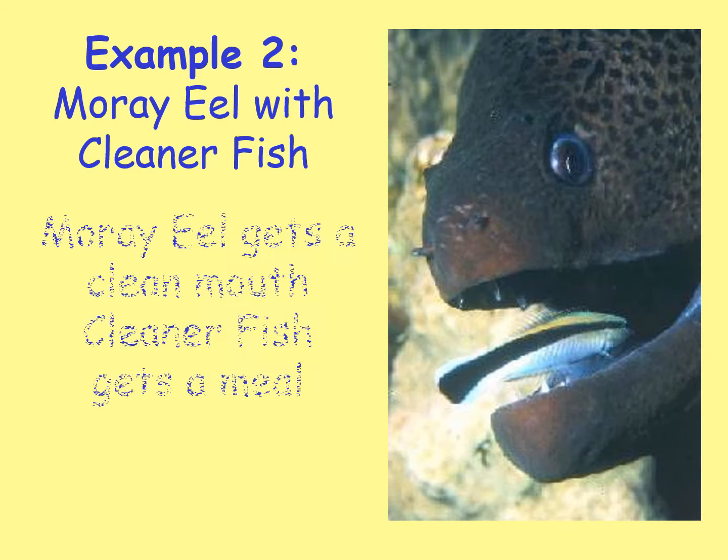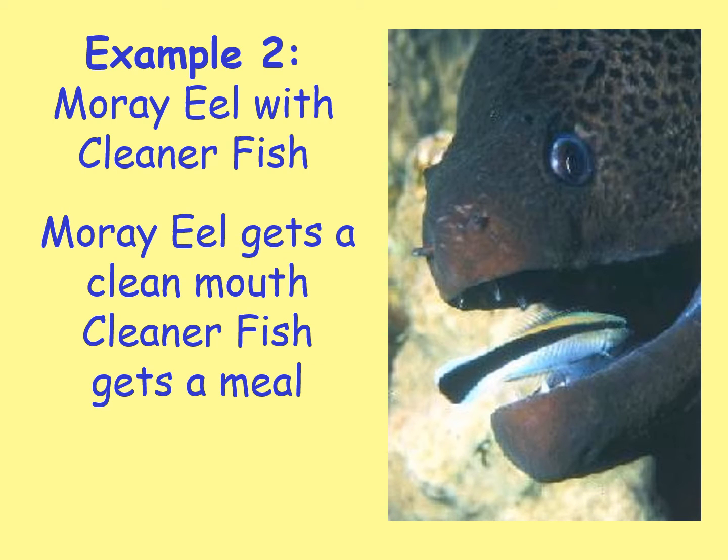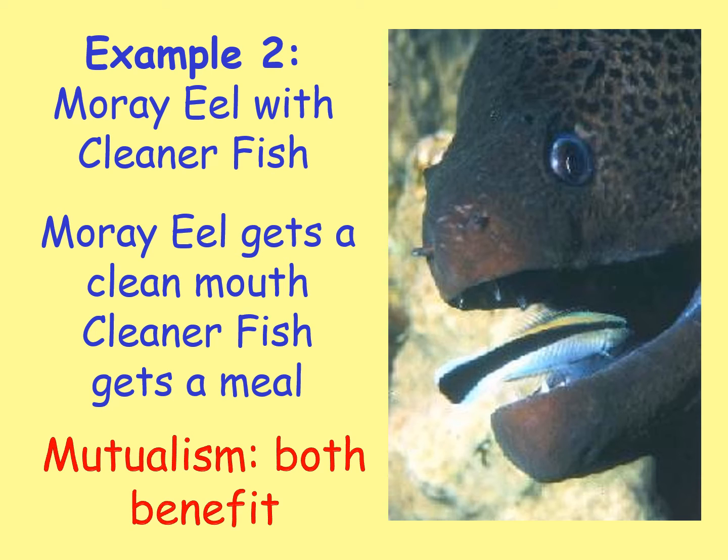Another example is a moray eel with a cleaner fish. Here, the moray eel gets a nice clean in the mouth by the cleaner fish, and the cleaner fish is getting a nice meal. So this is an example of a mutualistic relationship. The moray eel is having any sort of dead matter removed from it, and the cleaner fish is having a nice tasty meal.